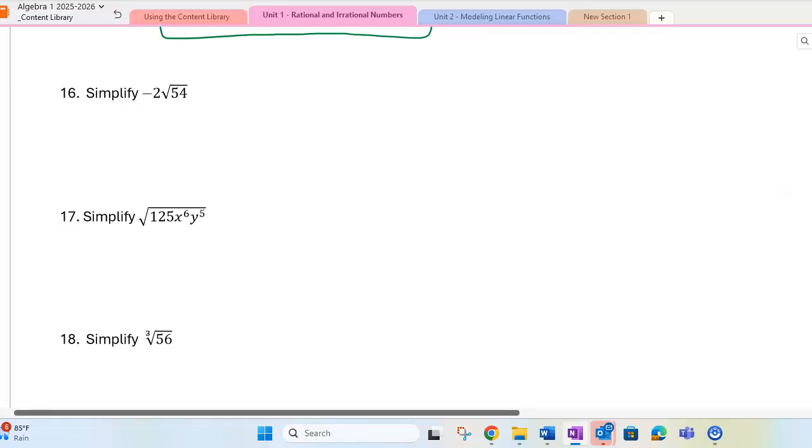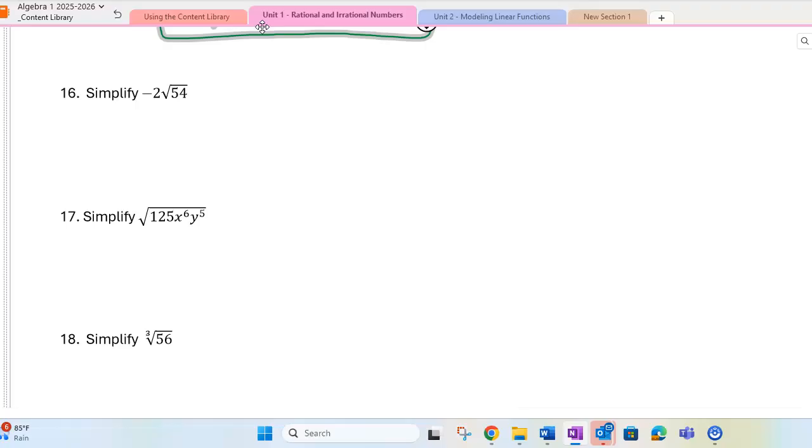All right, this is what we did in class for the past couple of days. We are simplifying -2 square root of 54. Remember what I said, square root means it has an invisible 2 as the index, or in that little nook here. But how do we do this in Desmos? All right, let me go to Desmos.